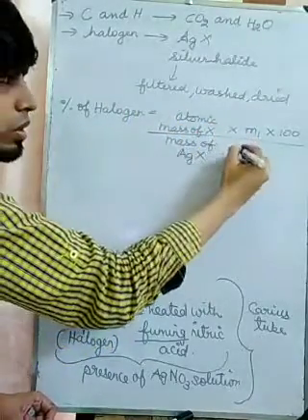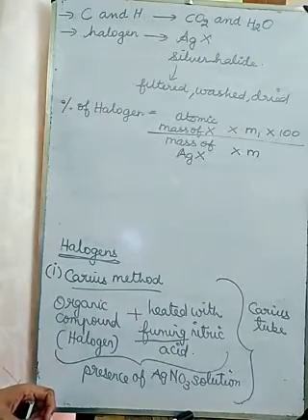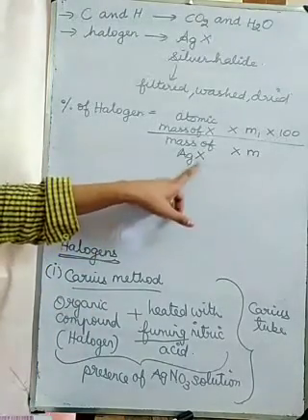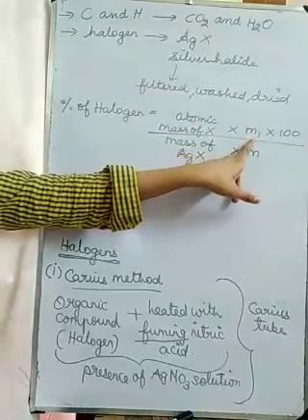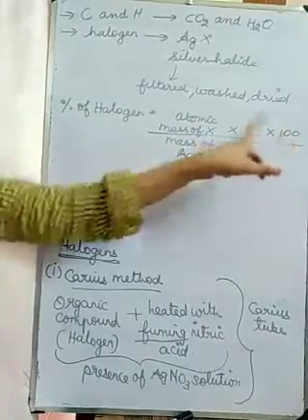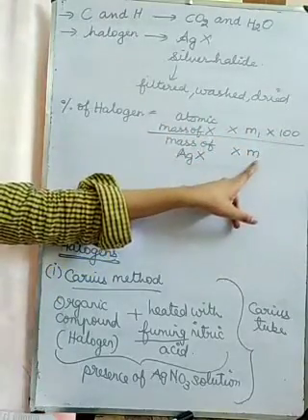So 2 times X by M1 12. With this we can find the mass of silver halide, right? The percentage of halogen will be equal to atomic mass of halogen divided by molar mass of AgX, into 2 times X by M1 12, into 100, right? So mass of the silver halide is M1.